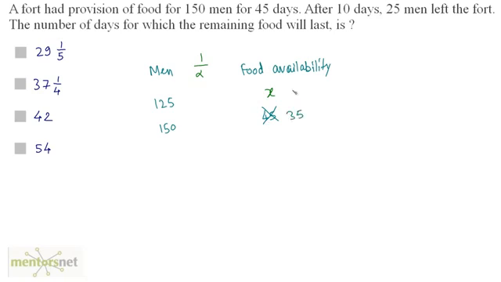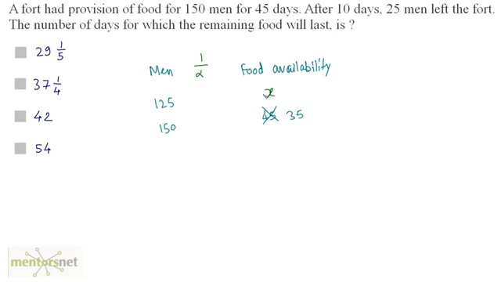Why? Because 10 days have passed and these 150 men ate for 10 days, right? So the food available is 35 days, right? After 10 days, the food available will be 35 days. So 150 men, the food available is 35 days. Now out of those 150, 25 have left. So the remaining men are 125 men. So hence, what is the food availability?